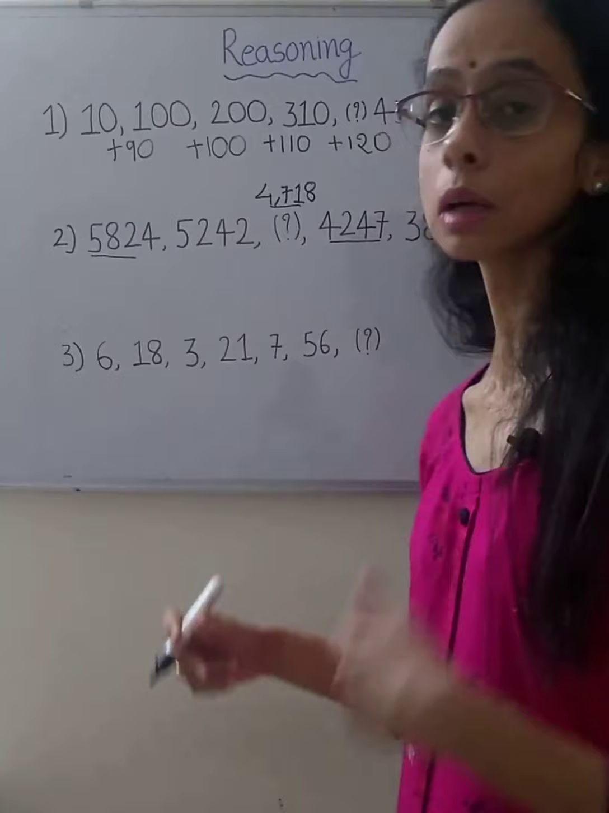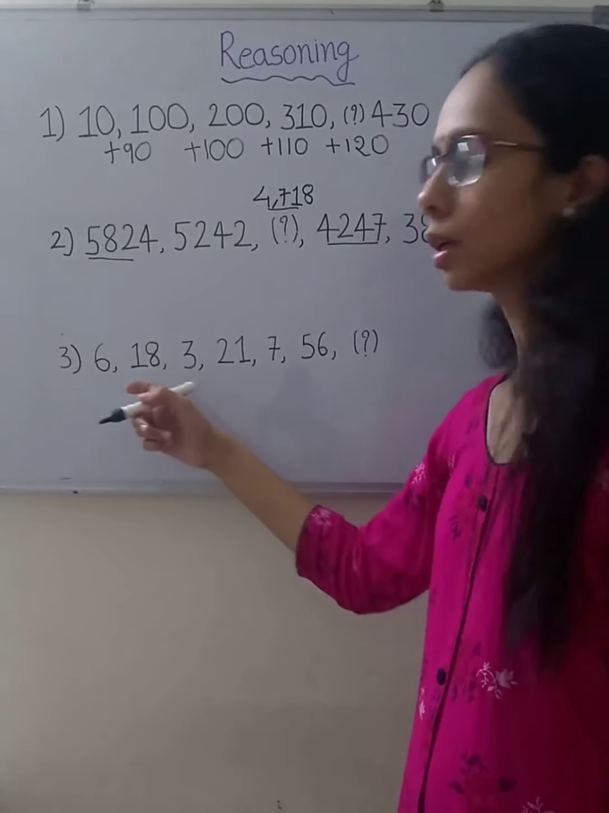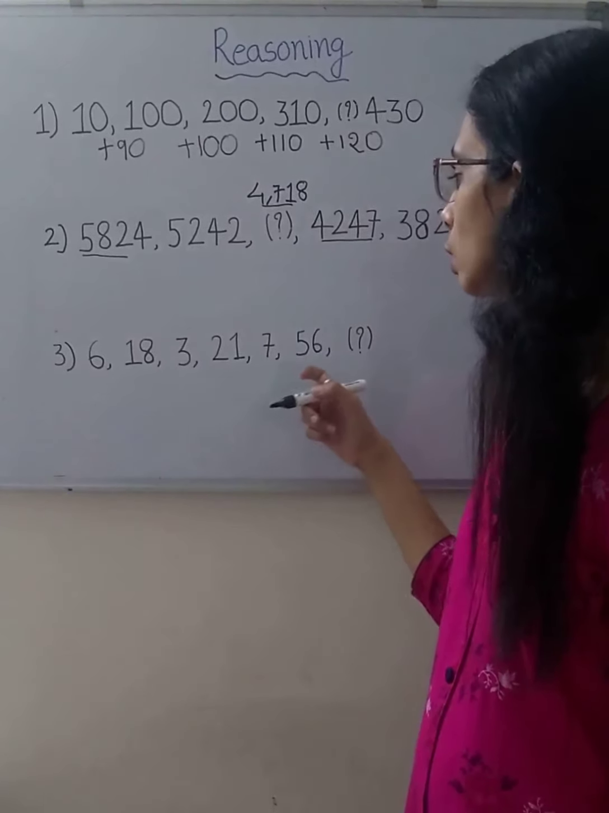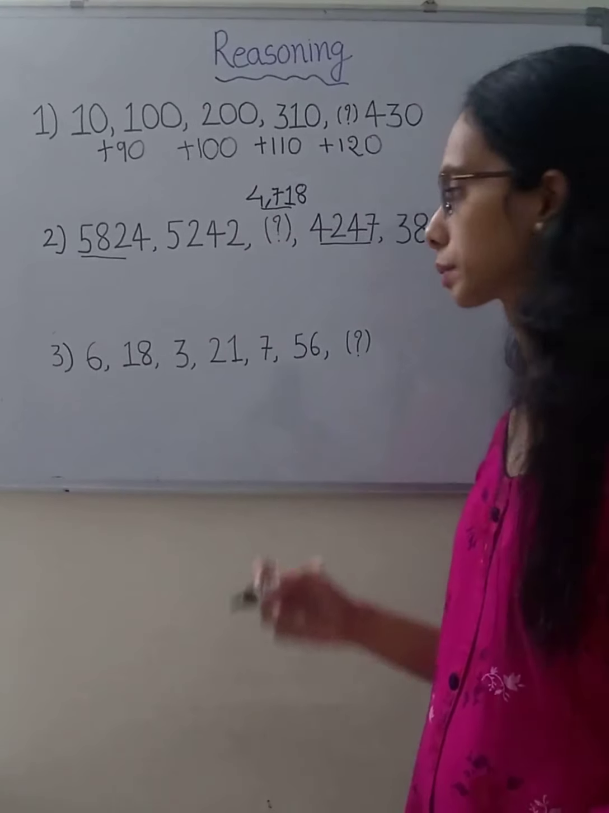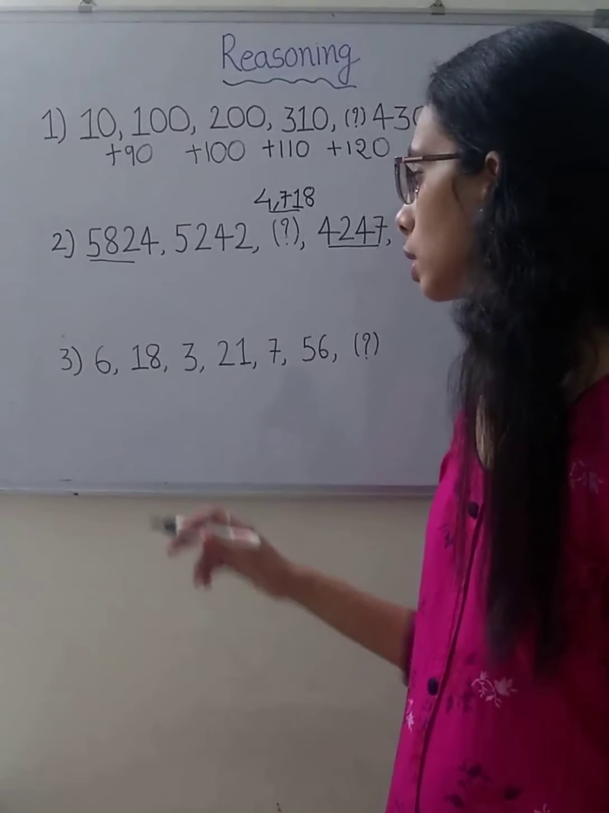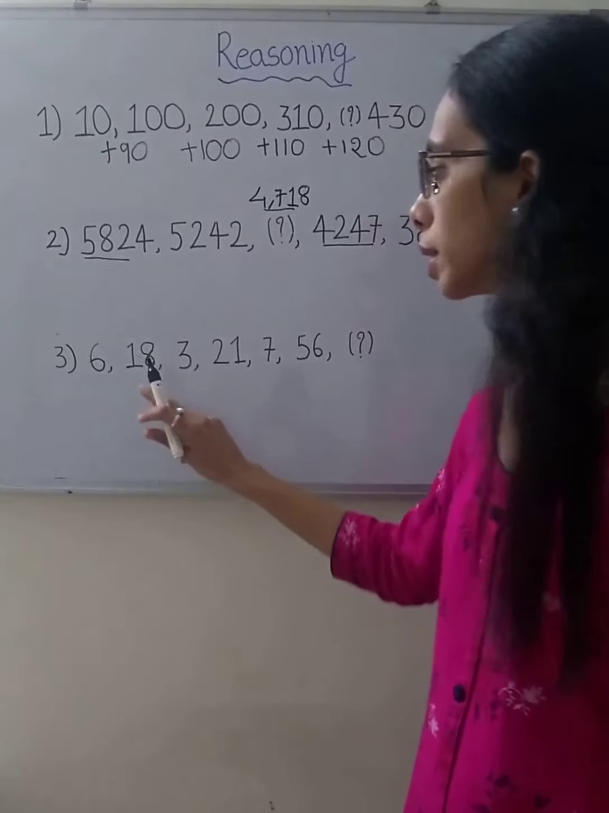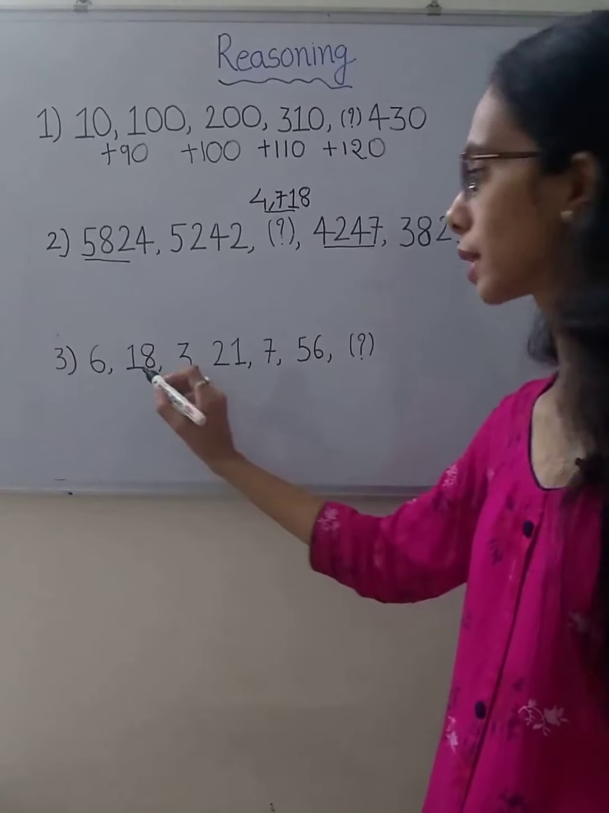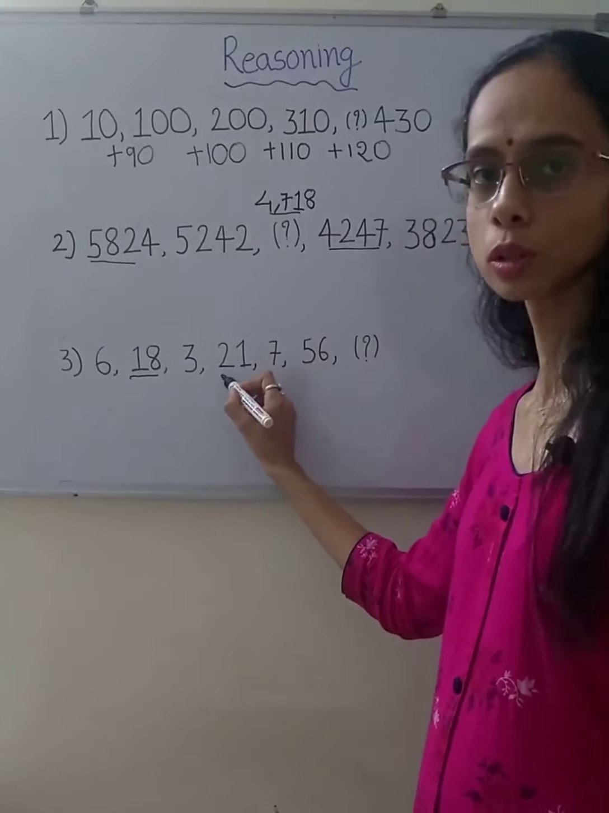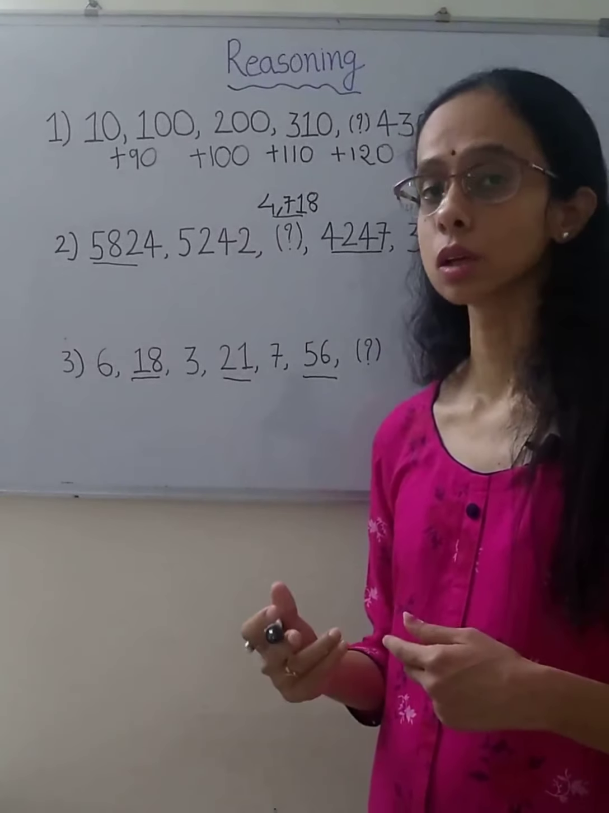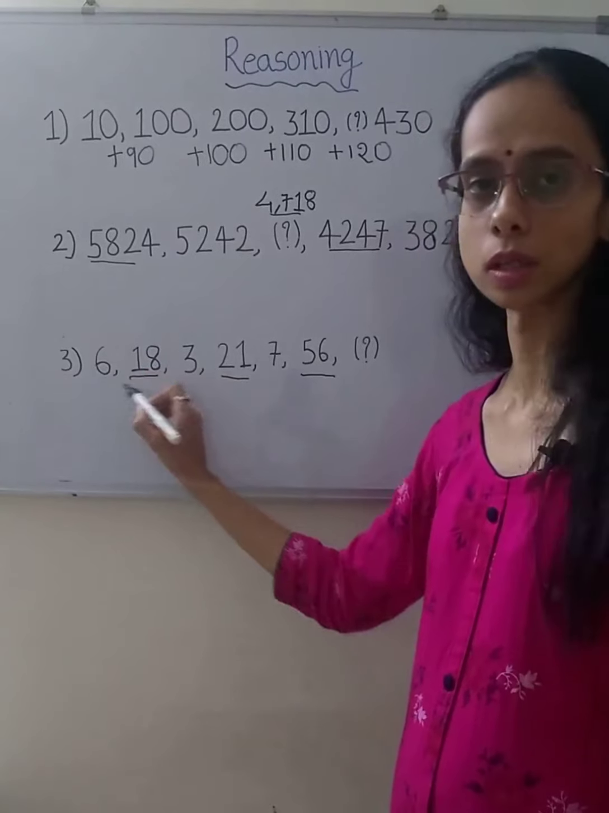Now the next pattern is 6, 18, 3, 21, 7, 56 and question mark. Here, if you see with concentration, you will find that the numbers placed at even positions, that is the second position, fourth position and the sixth position, are the products of the two adjacent numbers.